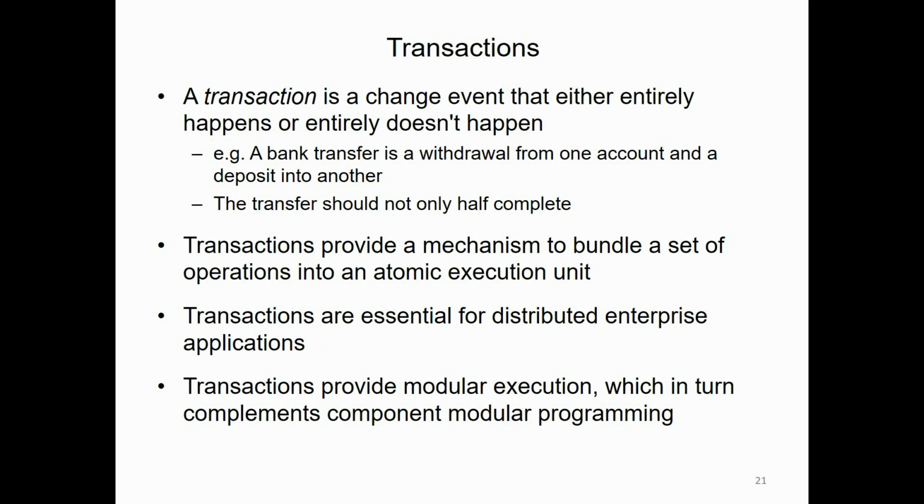You don't want that to be half complete. You don't want the money to come out of your account and just vanish. You want it to go back into the other person's account. So both the withdrawal and the deposit must happen, or if one of them doesn't, then the other can't. That's the idea of this transaction. It enforces the integrity of that operation. It will ensure that it completes fully or will be undone and not occur at all. Transactions provide this mechanism then to bundle up a set of operations into what we call an atomic execution unit.